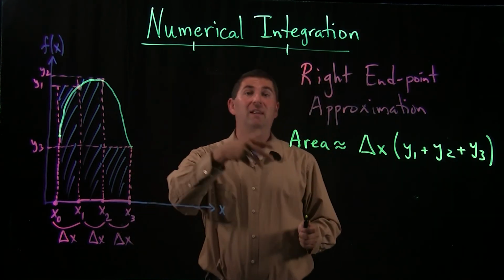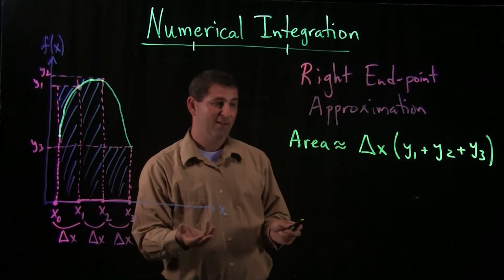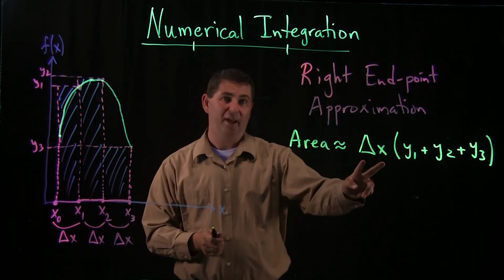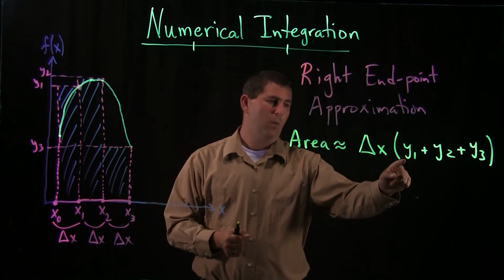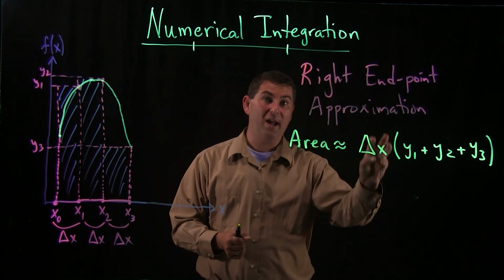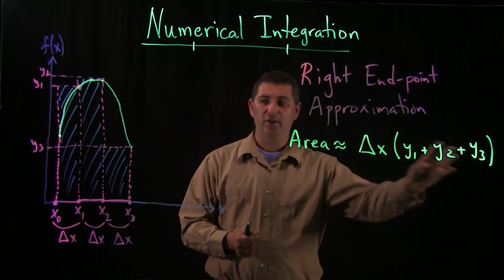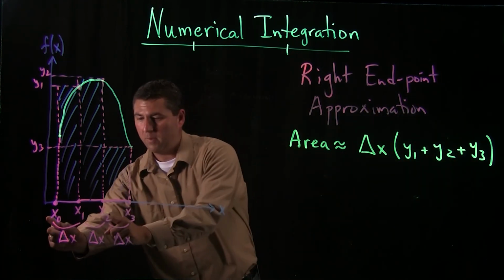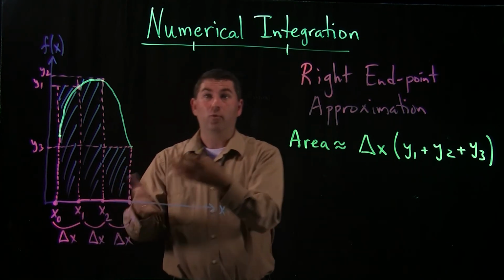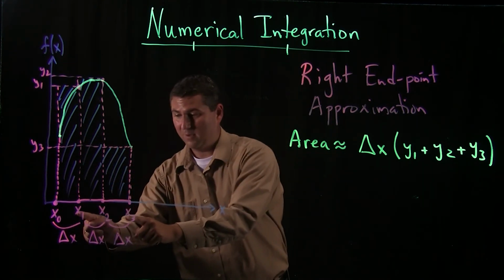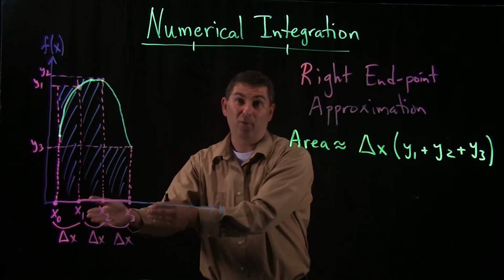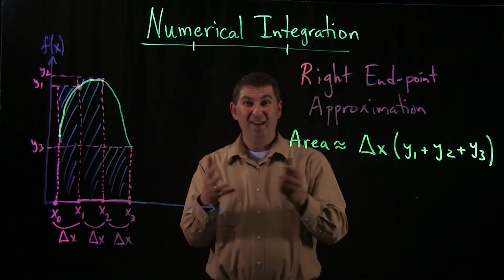Now, if you look at the left endpoint approximation formula, it looked very, very similar. Delta x times, well, it's just shifted. Before it was y0 plus y1 plus y2. You just took the ones corresponding to the first three. When we do the right endpoint approximation, you just take the ones corresponding to the last three. Those are the right endpoints of those rectangles. So that's not too bad.